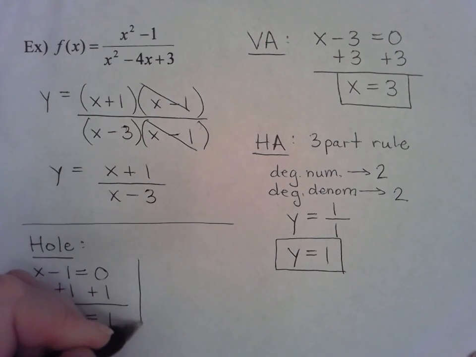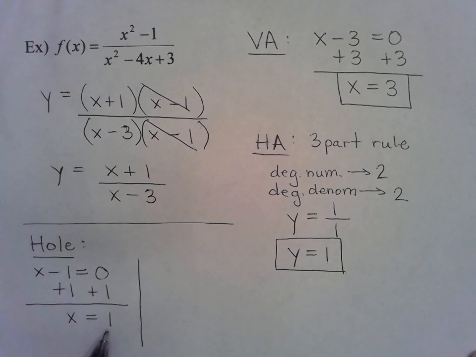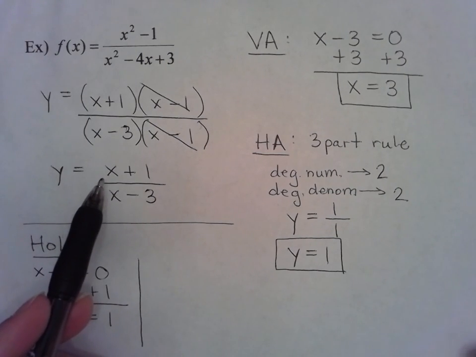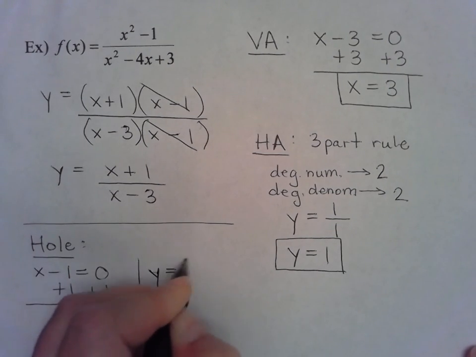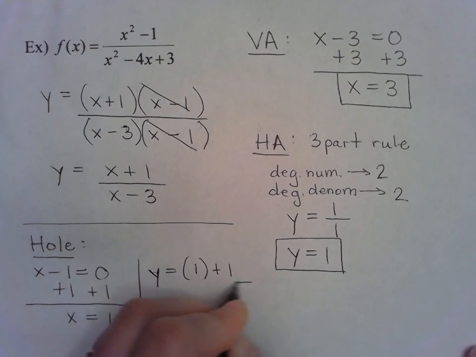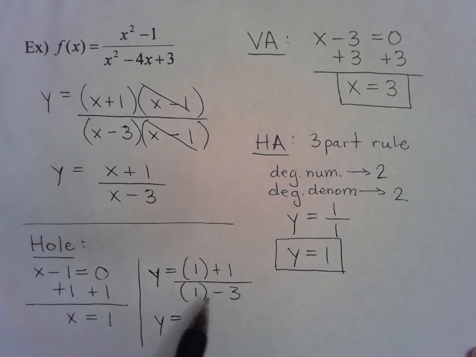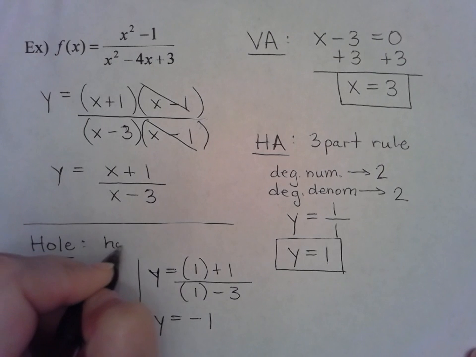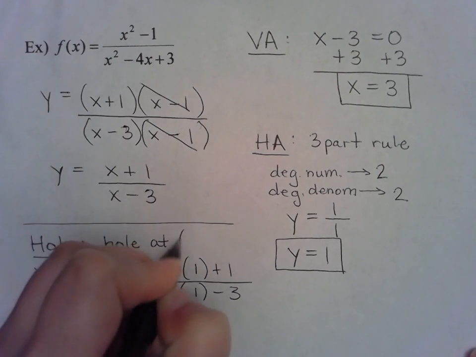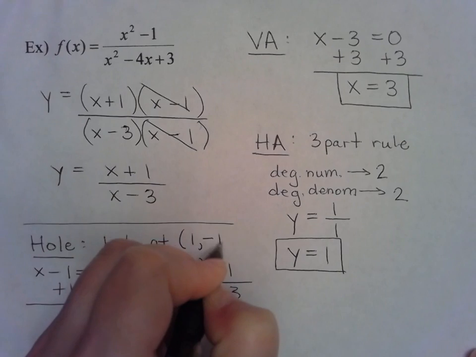To find the y value, we're going to take the 1 and plug it into the reduced function in both places. Okay, so for this one I get 2 over 1 minus 3 would be negative 2. 2 divided by negative 2 would be negative 1. All right, so I have a hole at the point (1, negative 1).